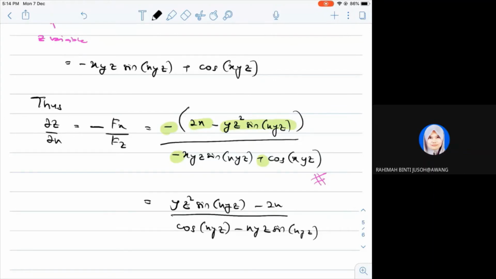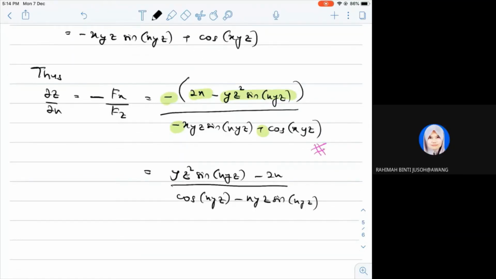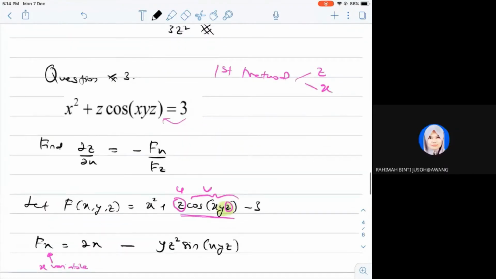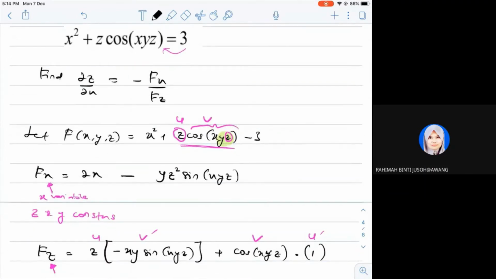Understand? Yes. Okay, do you understand the steps for the second method? Alright. So it's better for you to use the second method lah. Unless kalau you dah expert, nak pakai first method boleh. Setengah student dia rasa dia lebih selesa dengan first method. It's okay, doesn't matter. You can use this first method.